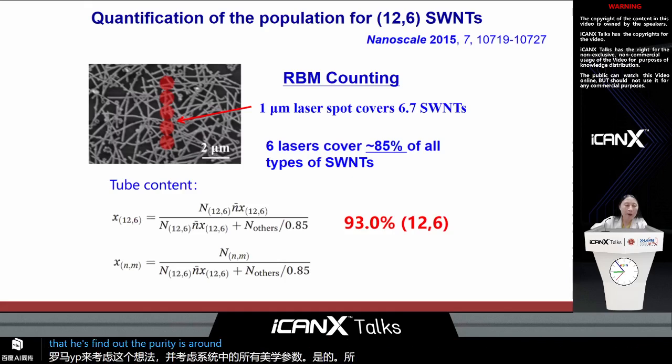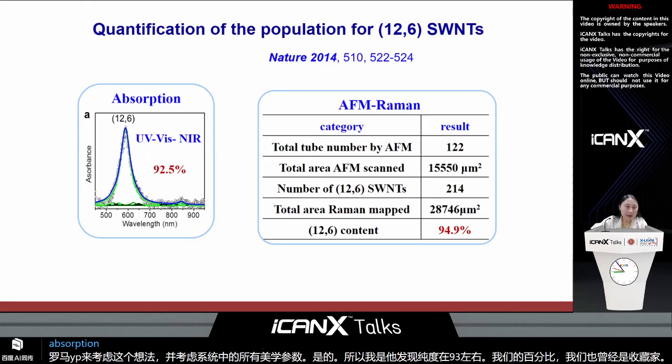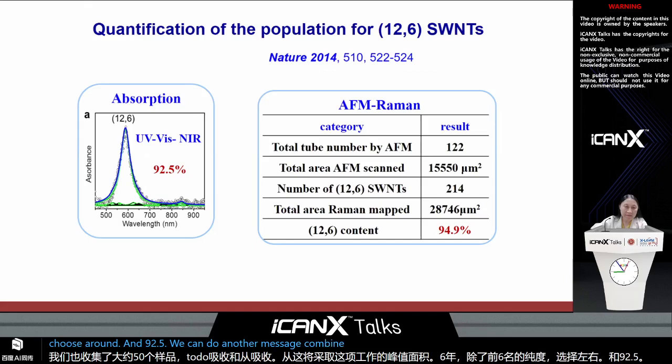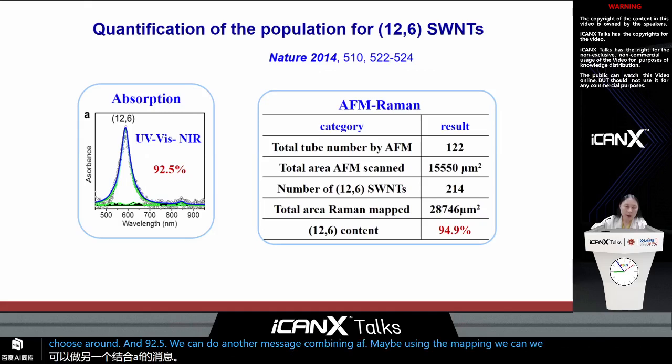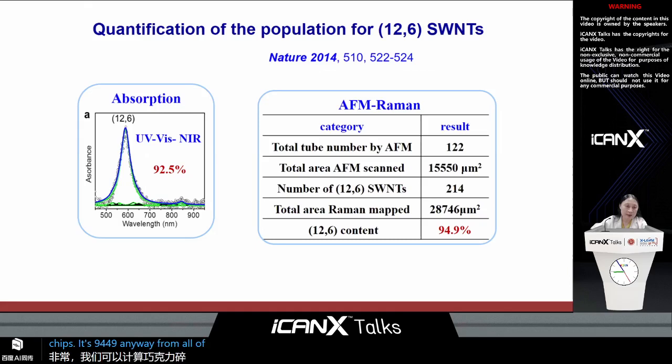We also collected around 50 samples to do absorption. And from the absorption, from this integrated area of the peaks of these (12,6) tubes, we know the purity of the (12,6) tubes is around 92.5%. We use another method combining EFM and Raman mapping. Using EFM mapping, we can know the whole number of carbon nanotubes. Using Raman mapping, we can know the number of (12,6) tubes. From these two values, we can calculate the purity of (12,6) tubes. It's 94.9%. Anyway, from all these three methods, we confirmed our selectivity is quite high, beyond 92%.